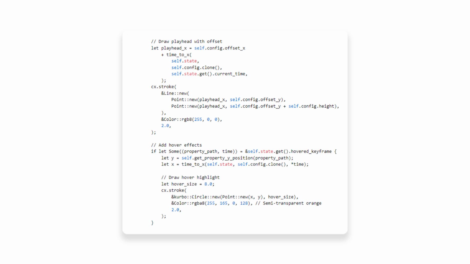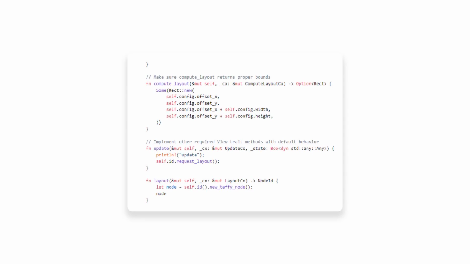2. Hover effect. It checks if a keyframe is currently being hovered over in the timeline. If a hovered keyframe is found, it retrieves the Y position for the property and the X position for the keyframe time. A semi-transparent orange circle is drawn at the keyframe's position, highlighting it to indicate user interaction. Overall, this snippet enhances the timeline visualization by marking the playhead's position and providing visual feedback on hovered keyframes.